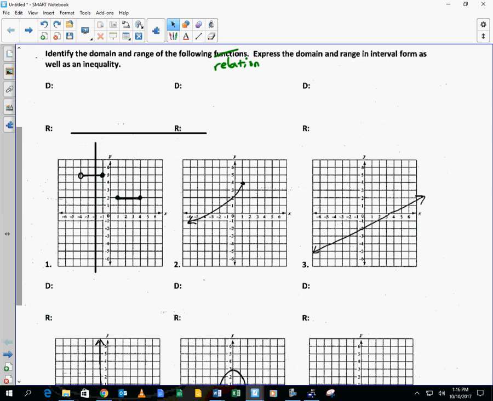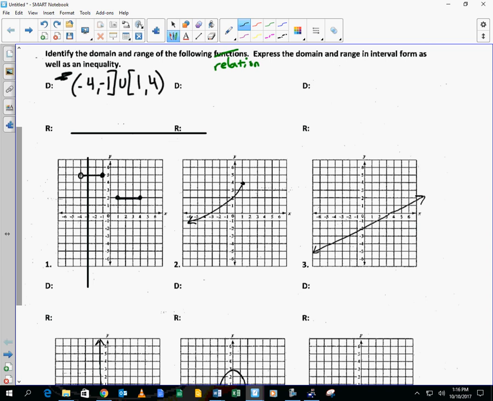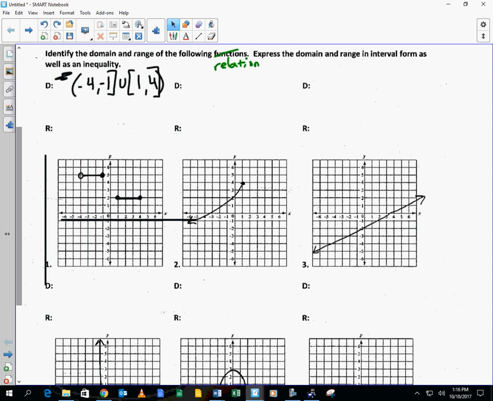But I don't include which value. So therefore, I write it as -4 to -1, union with 1 to 4. Whoops, sorry. Okay, now for the range, I'll drag a horizontal line. Do you have any outputs down here?